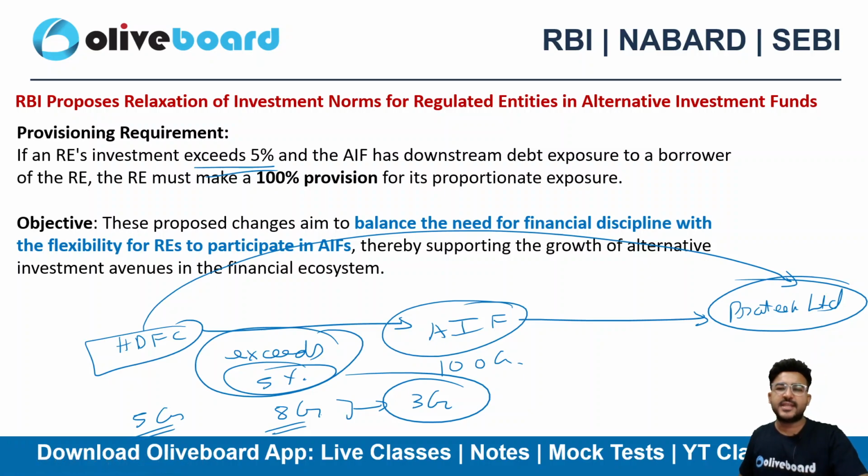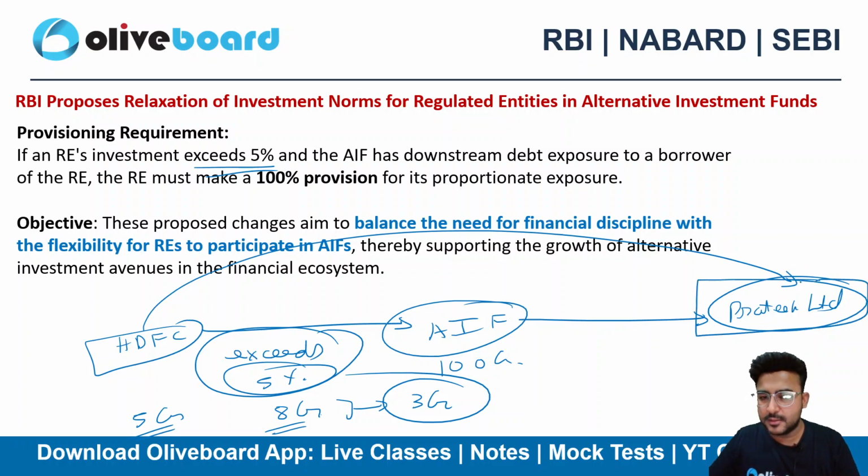and if there is a case of downstream debt exposure. What do you mean by downstream exposure? HDFC Bank has already given a loan to Prateek Limited. However, via the AIF, there is again an investment in Prateek Limited debt securities. So that's a kind of downstream debt exposure.